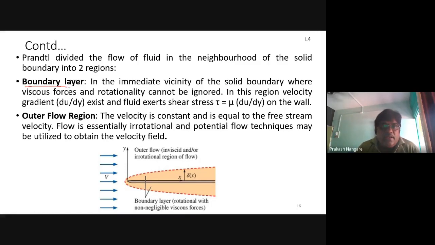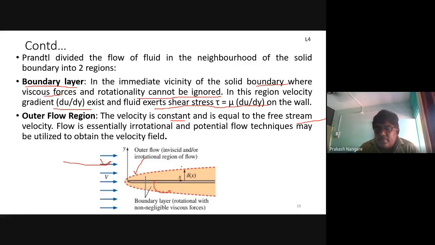The boundary layer is nothing but the immediate vicinity of the solid boundary, where the viscous force and rotationality cannot be ignored. In this region, the velocity gradient du by dy exists and the fluid exerts shear stress on the wall according to Newton's law of viscosity. In the outer flow region, the velocity is constant and equal to the free stream velocity. Flow is essentially irrotational, and potential flow techniques may be utilized to obtain the velocity fields.